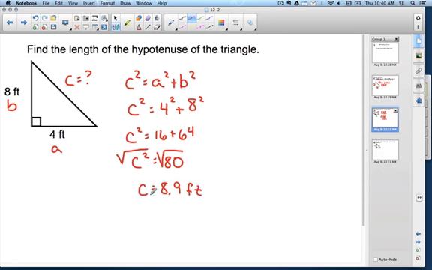And we can check to make sure we did our math. Remember, I told you that the hypotenuse is always the longest side. And I can look at my answer here, 8.9 feet. And 8.9 feet is definitely longer than these two sides, so that means my answer must be correct. And so that's how you solve if you want to solve for the hypotenuse.